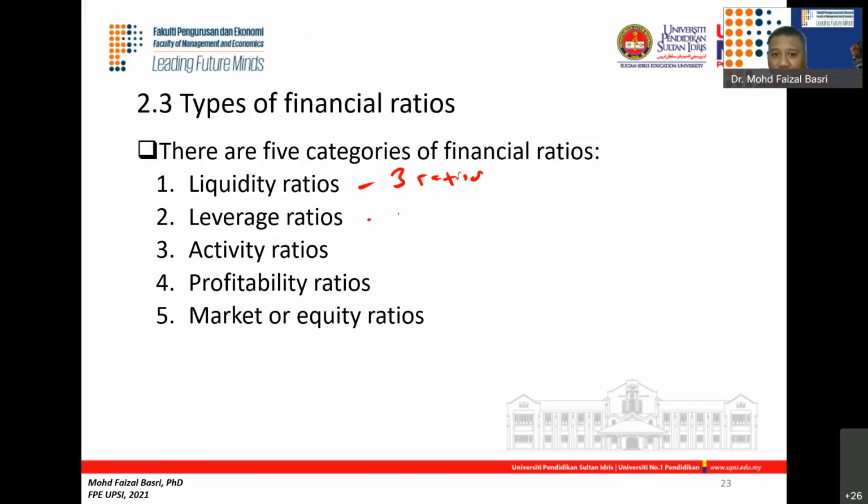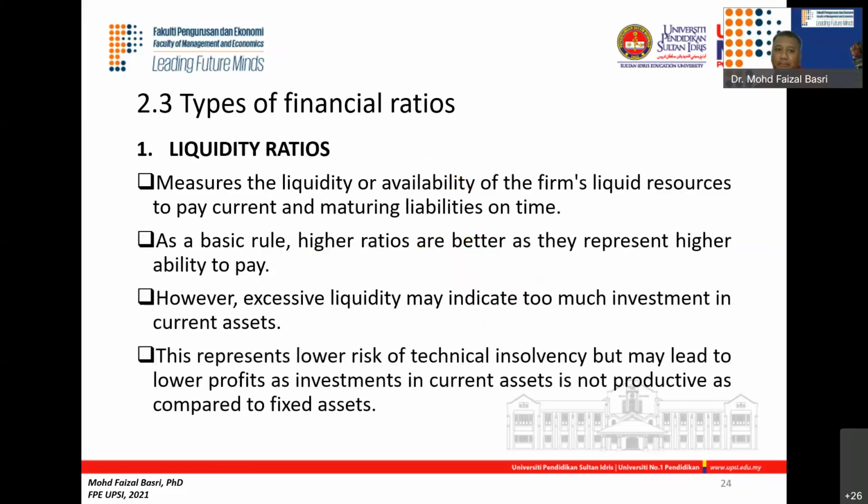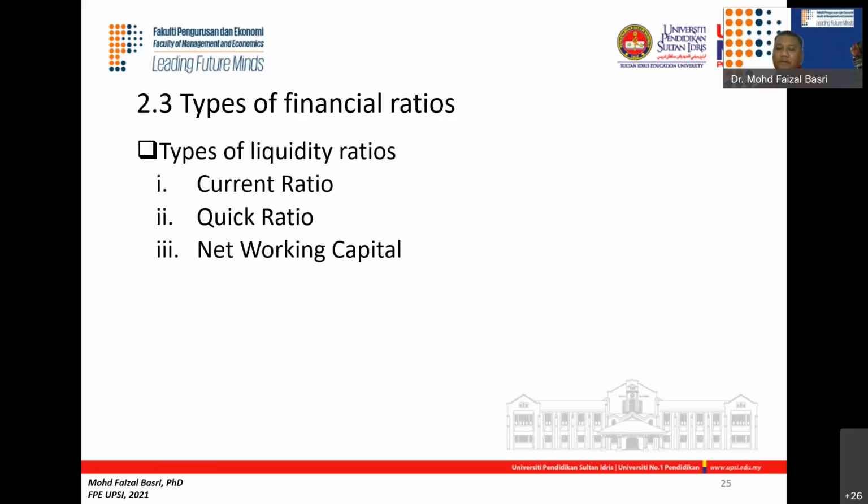Then for leverage, we have 3 ratios as well: debt ratio, debt to equity ratio. Then we have activity ratios. I think we have about 5 or 6 ratios here. Market ratio, also we have 5 or 6 ratios here. So we have plenty, about 20 something ratios altogether. And as a recap, like this.